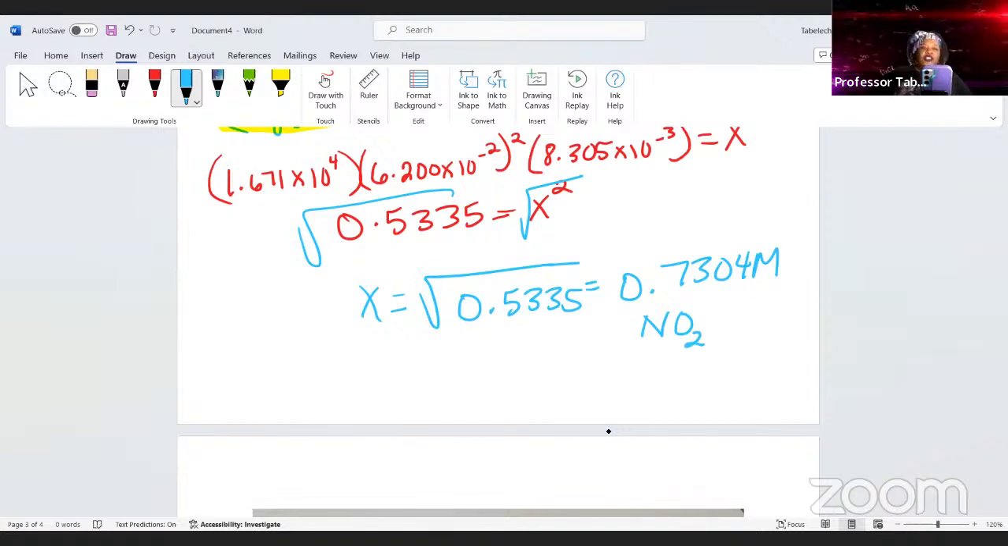That is your concentration. Did I lose you? Are you good? Okay, and again, let me show you the answer so you will know. This was number 7A, right there. You see that number? 0.7304. Okay. All right.